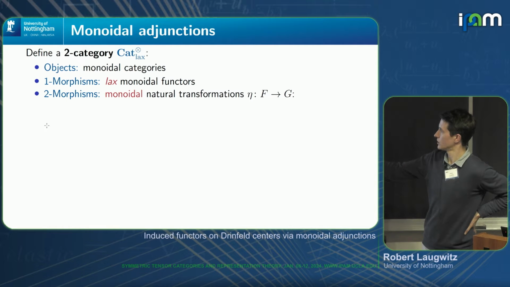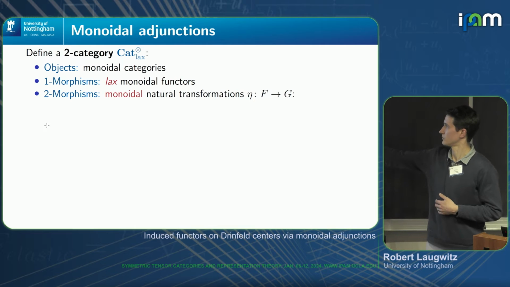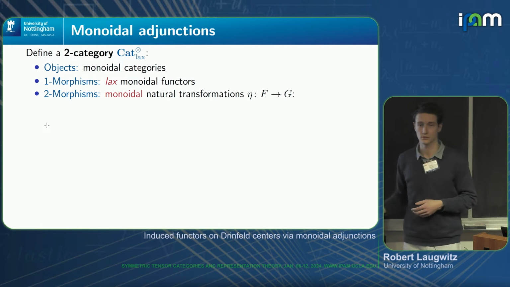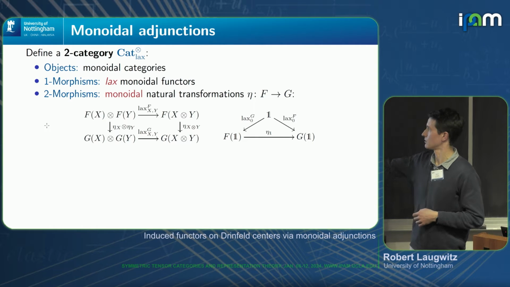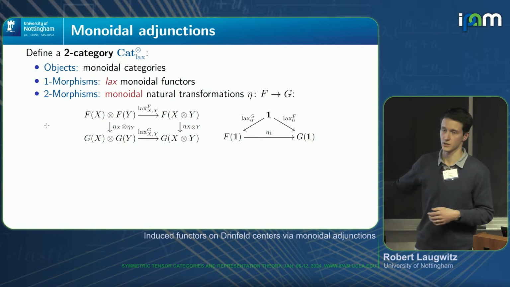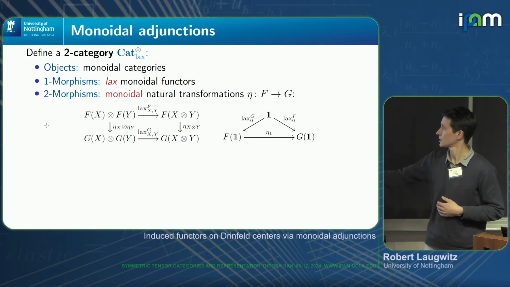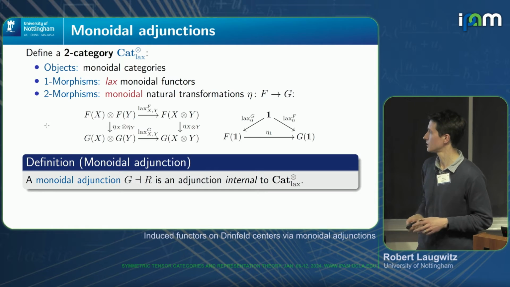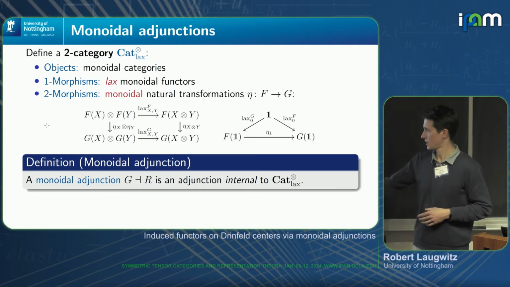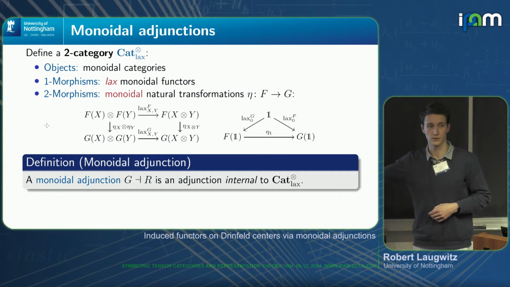And two morphisms are monoidal natural transformations. So these are compatible with the Lax structures. Here, I'm just putting diagrams for monoidal natural transformation of Lax monoidal functors. So it's a very natural assumption that the natural transformation on the tensor product is the tensor product of the natural transformations on the objects, roughly speaking. And now we can say that a monoidal adjunction is just an internal adjunction in such a category.